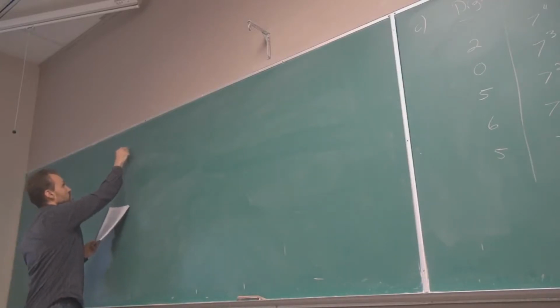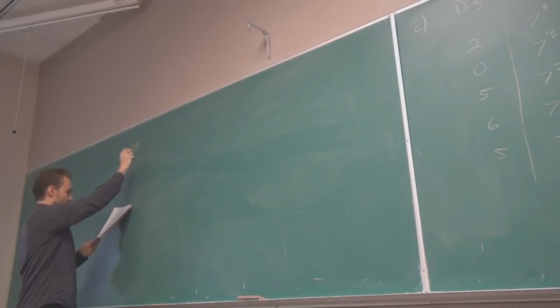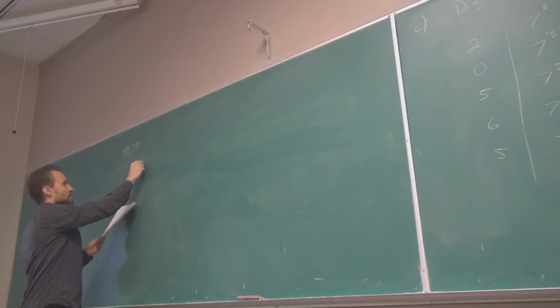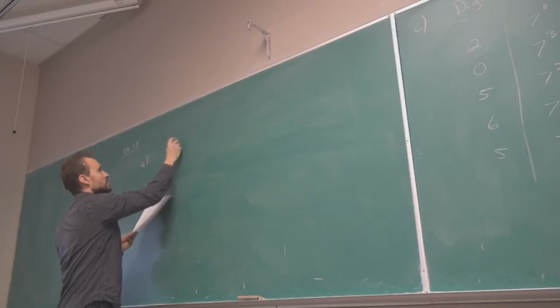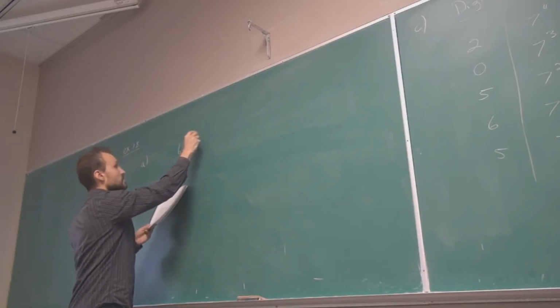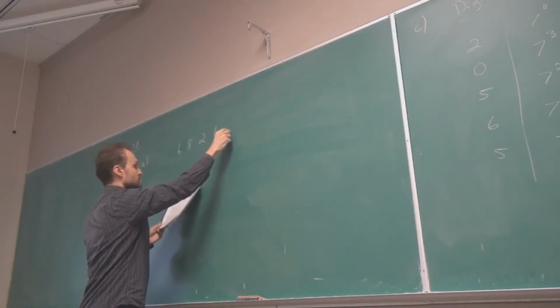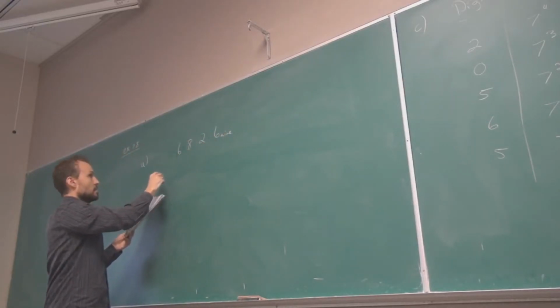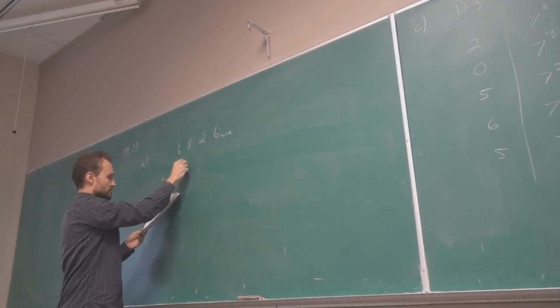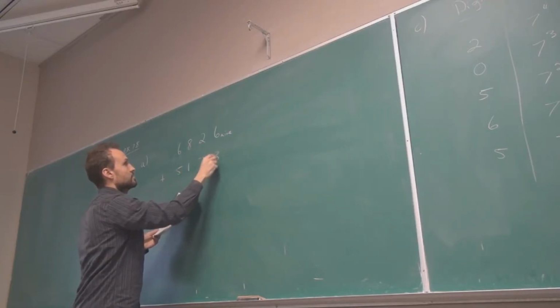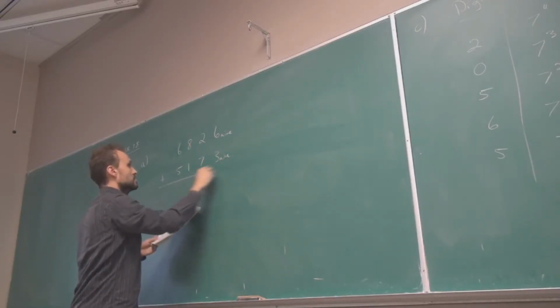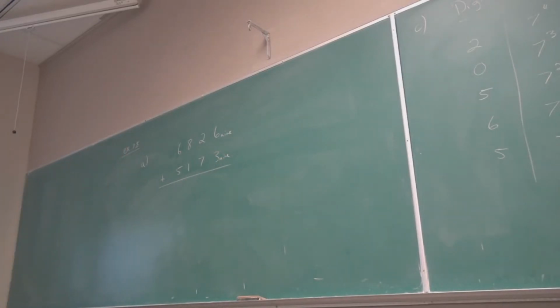So 7826 base 9 plus 517 base 9, let me line them up. You stay in that number system. So I'm counting in 9s.